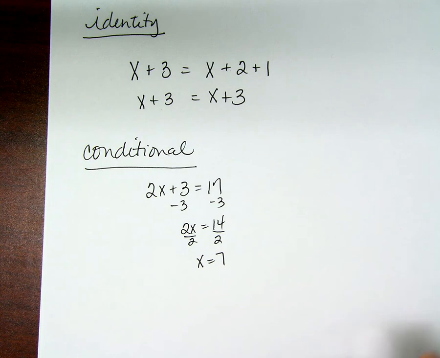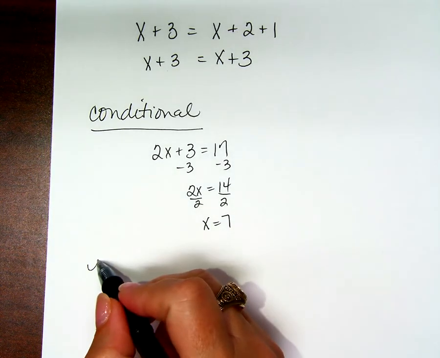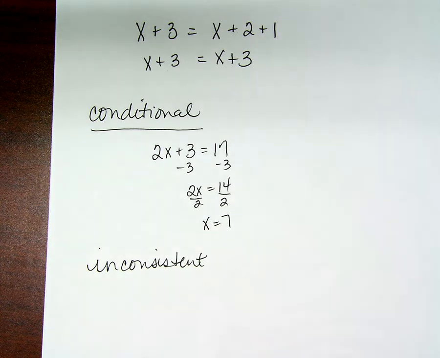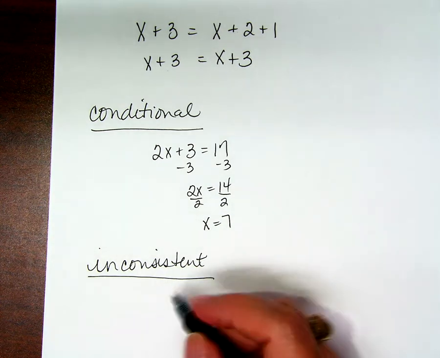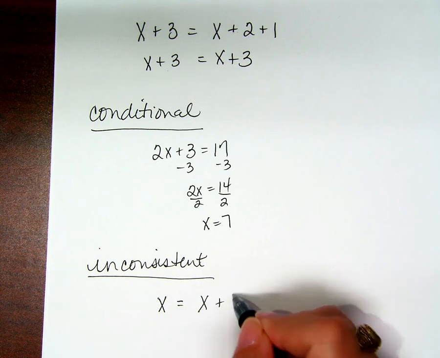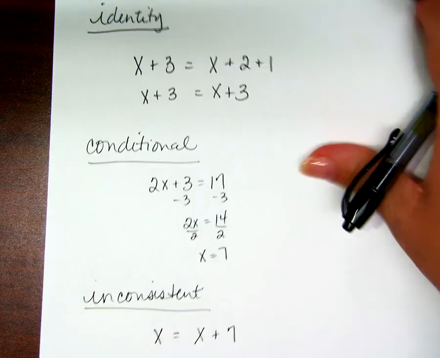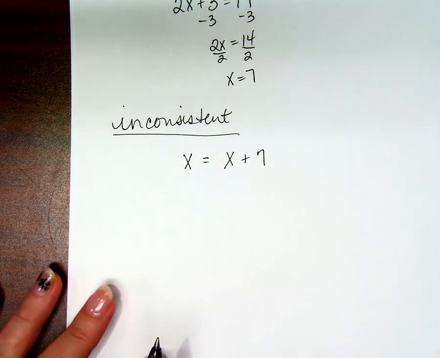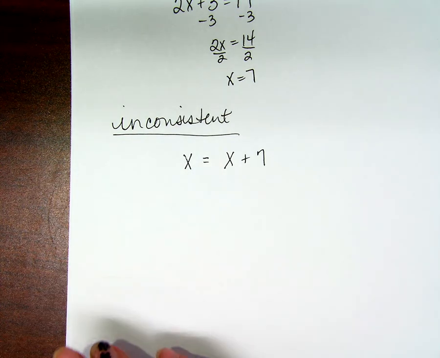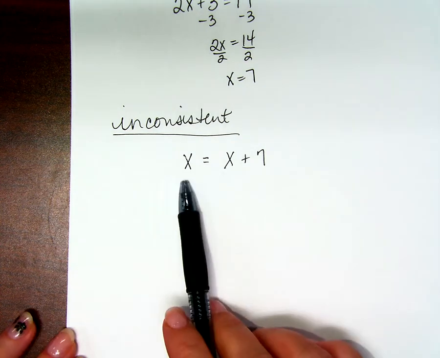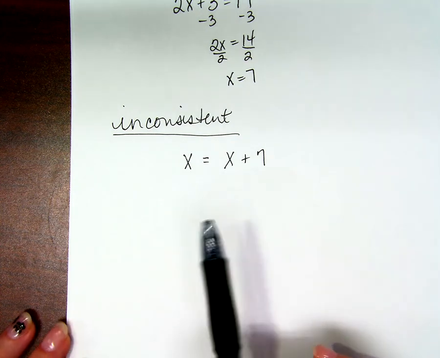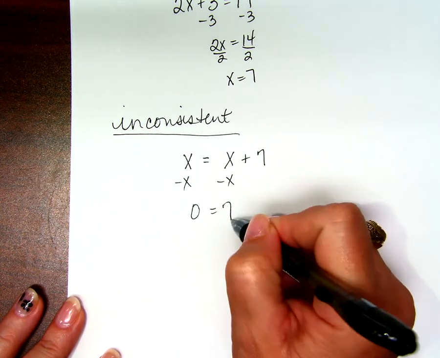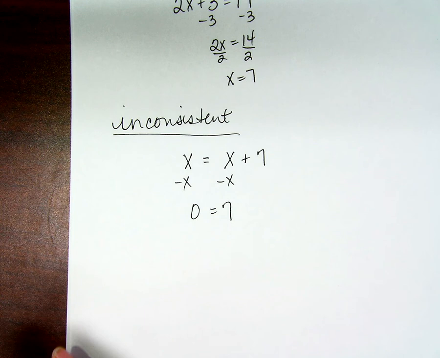Okay. And the last thing you have to know is an inconsistent equation. An inconsistent equation would be like this. x equals x plus 7. What value of x also equals that same value of x when you add 7 to it? Nothing, right? There's no value of x that we can choose that x will equal x plus 7. Okay? And in fact, if I try to solve this, I get 0 equals 7. Will 0 equal 7? Ever?